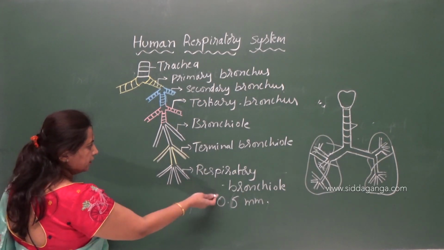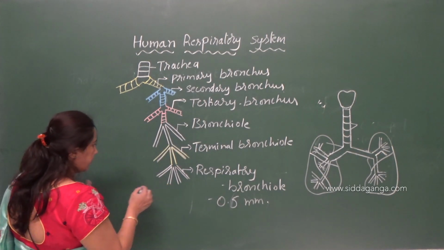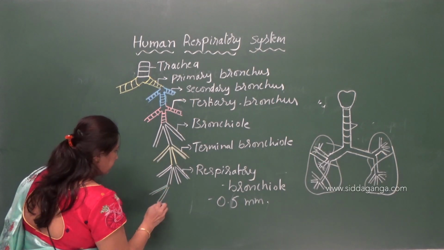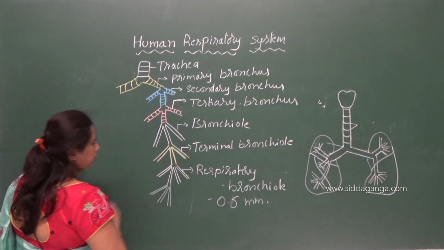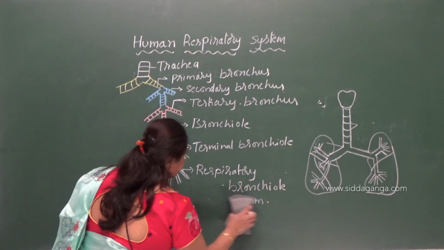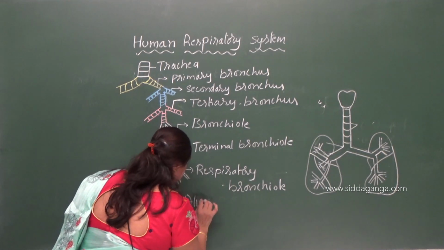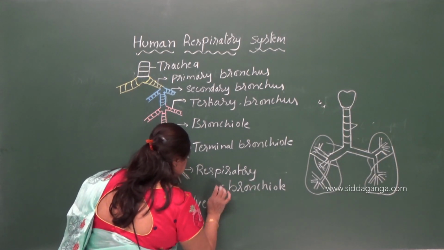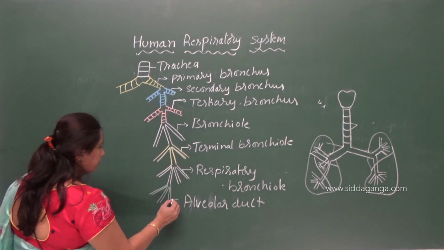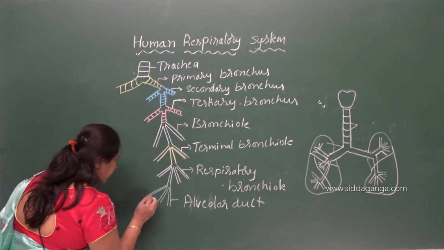So, this respiratory bronchiole will further divide repeatedly into a number of ducts. These are called alveolar ducts. Now, the alveolar duct opens into an expanded passage.